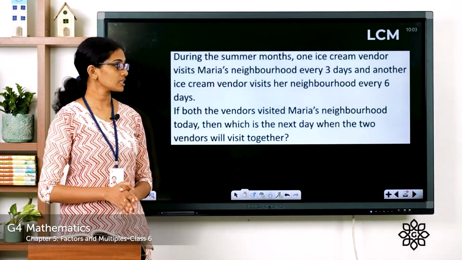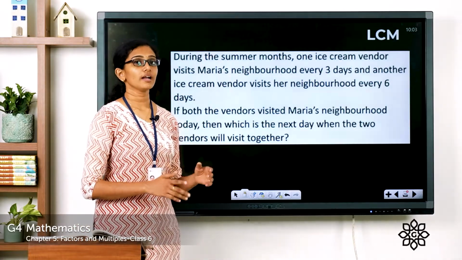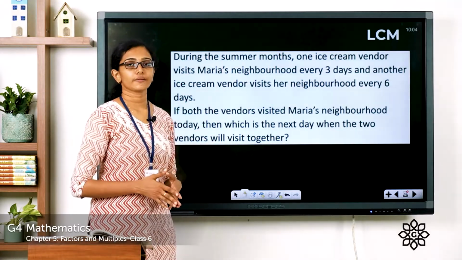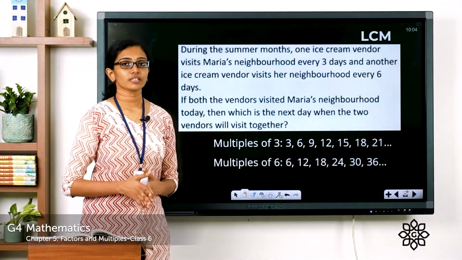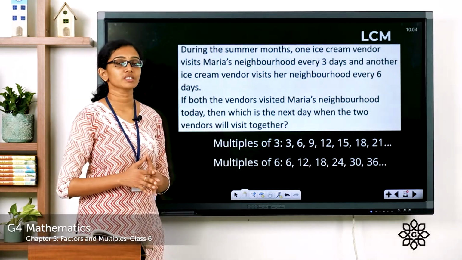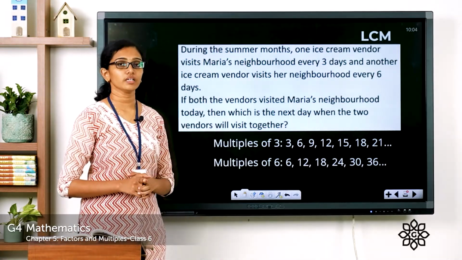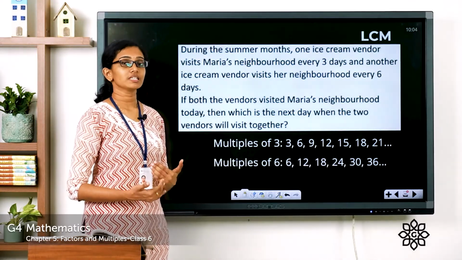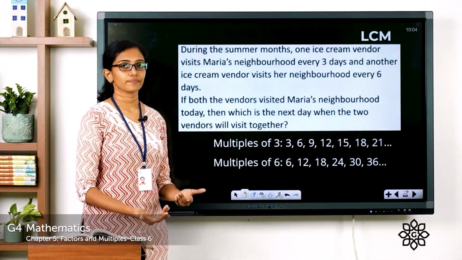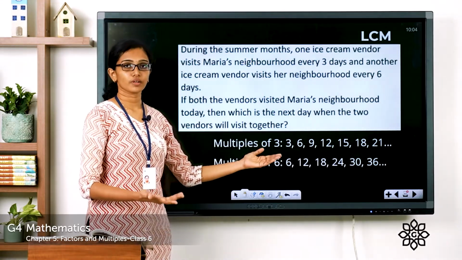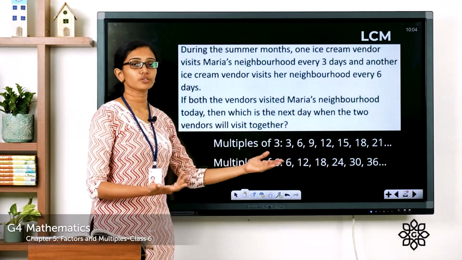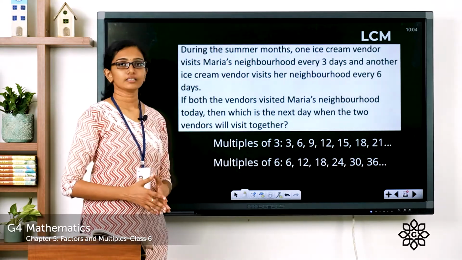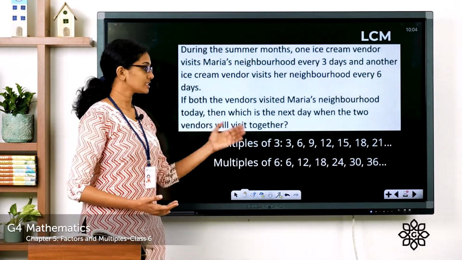There are two ice cream vendors. The first vendor will be visiting on every 3rd day. And the second vendor visits on every 6th day. So, do you notice the first vendor is actually visiting on days which are multiples of 3. So, he visits on the 3rd day. If he visited today, he will be visiting the next time on the 3rd day from today. Then on the 6th day from today. Then on the 9th day from today and so on. Every 3rd day.